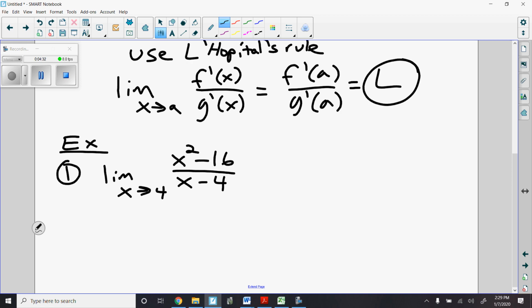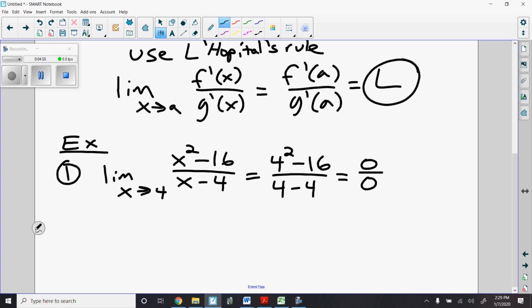And we started solving the limit by plugging in, right? We plugged in and we had 4 squared minus 16 over 4 minus 4, which gave us 16 minus 16, which is 0, over 4 minus 4, which was 0. Right? And we came up with that indeterminate form, 0 over 0.